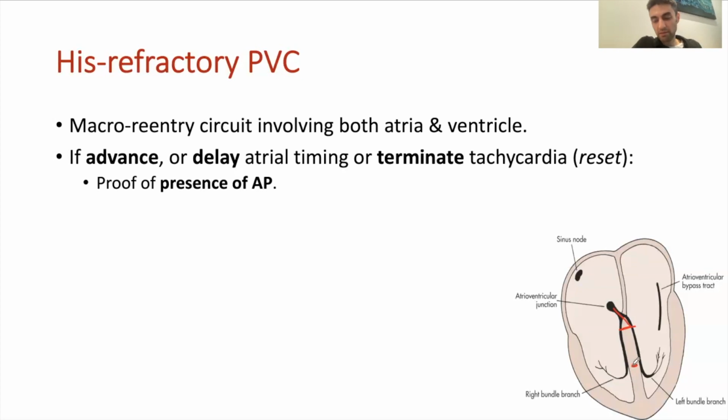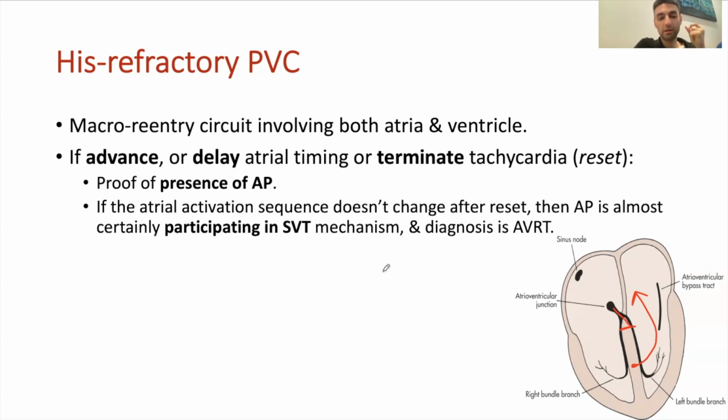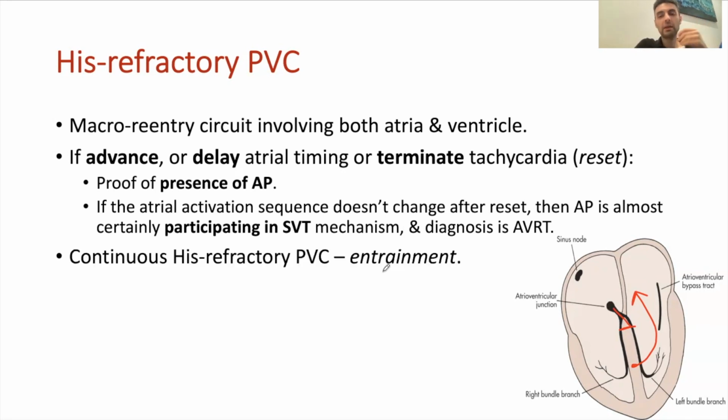a pacing stimulus at the time when the His is refractory, there is no way to advance or change the atrial timing except through extranodal connections, i.e. an accessory pathway. So now you have proved the presence of an accessory pathway, and if that atrial activation sequence remained the same, then you have proved that the SVT mechanism was in fact accessory pathway related, and the diagnosis is indeed AVRT. If you repeat this maneuver continuously, this is called, again, entrainment of the tachycardia, okay?